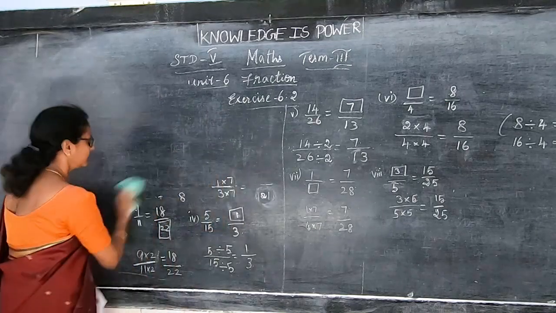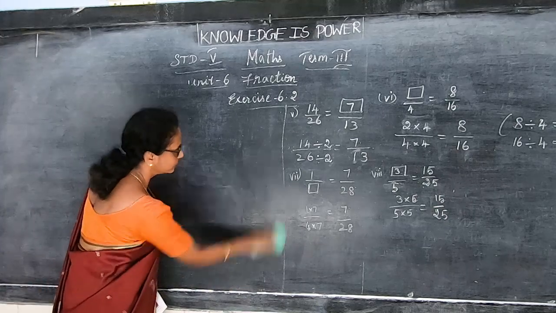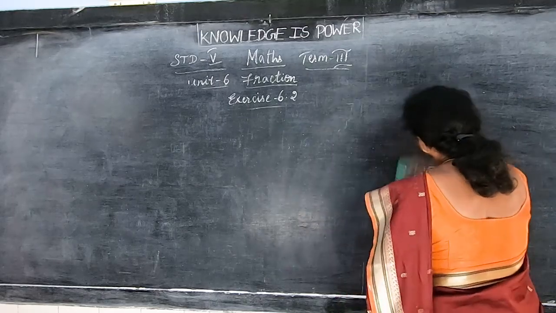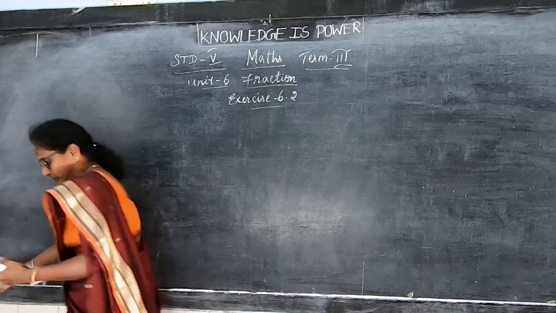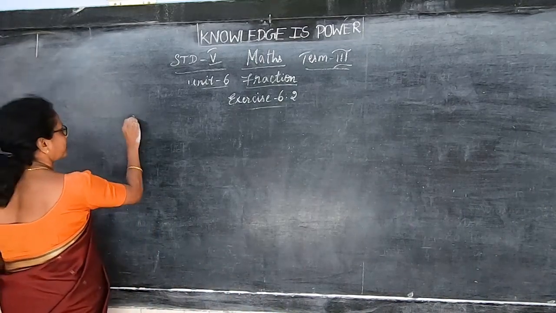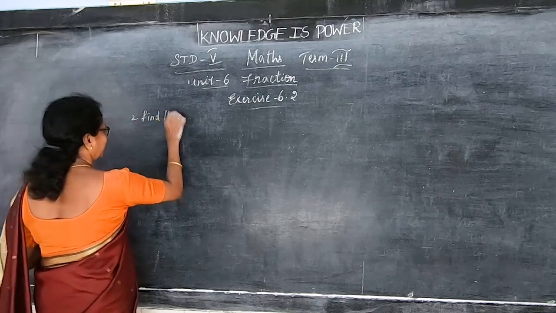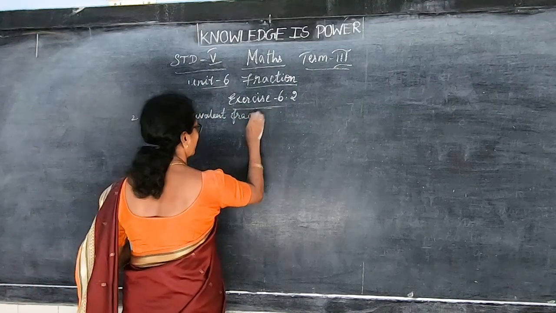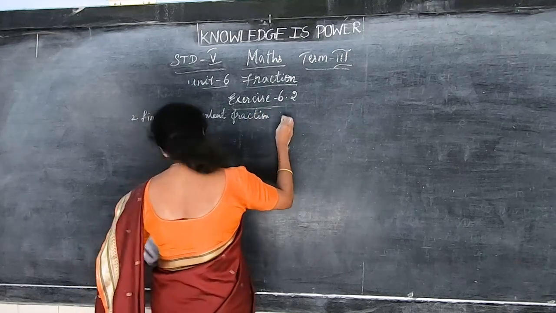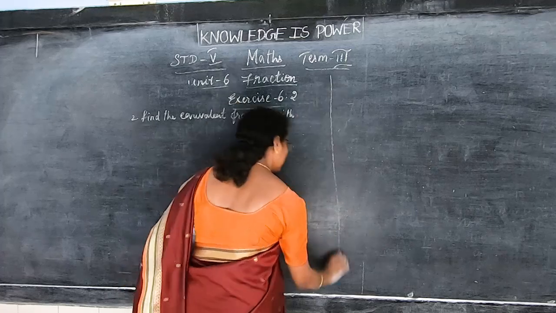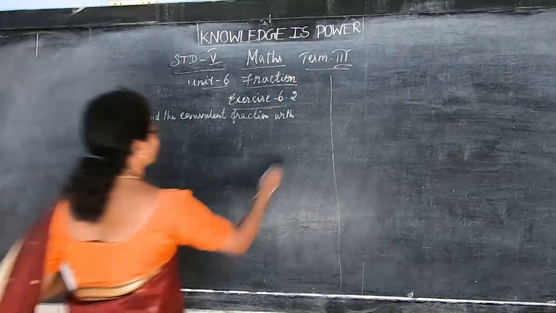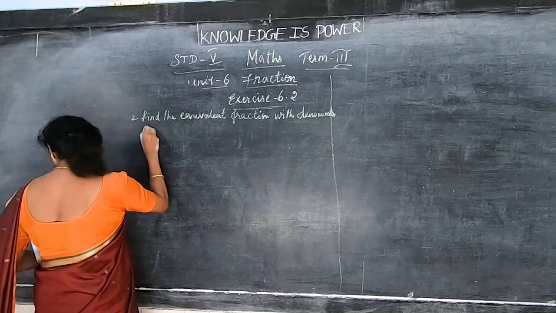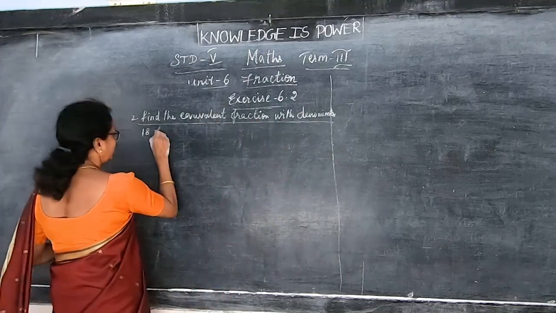Now, same page. Find the equivalent fraction with denominator 18 for each of the following.